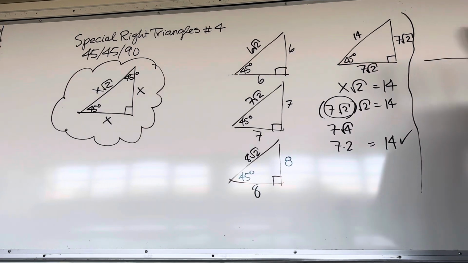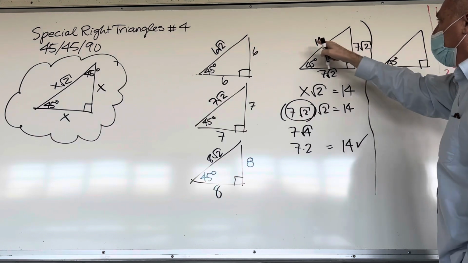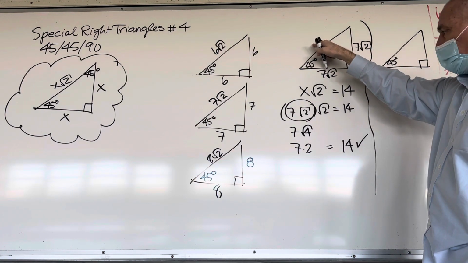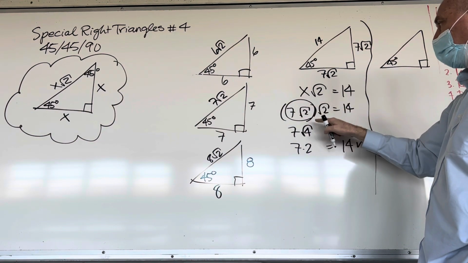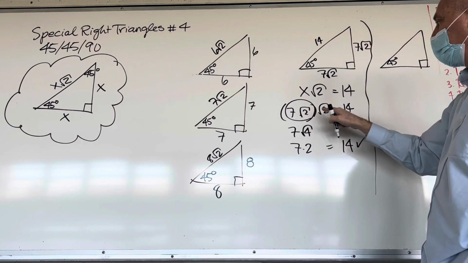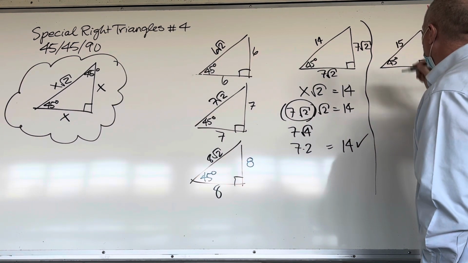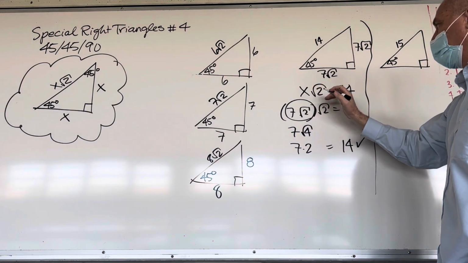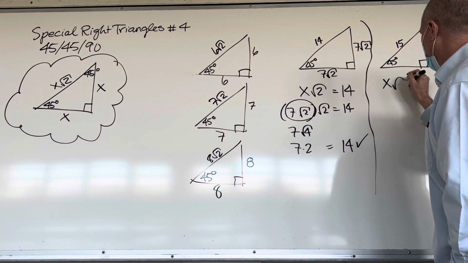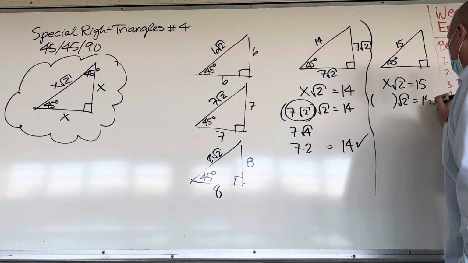Let's do another guess and check, but I want to make it slightly more difficult. I don't want this to be even, because that set us up to multiply 7 times 2, and we created that 2 by putting in another square root of 2. Let's create something a little bit more difficult. Let's say 15. So, same situation. X times the square root of 2 is going to equal now 15. We need to know what to multiply by the square root of 2 to get 15.